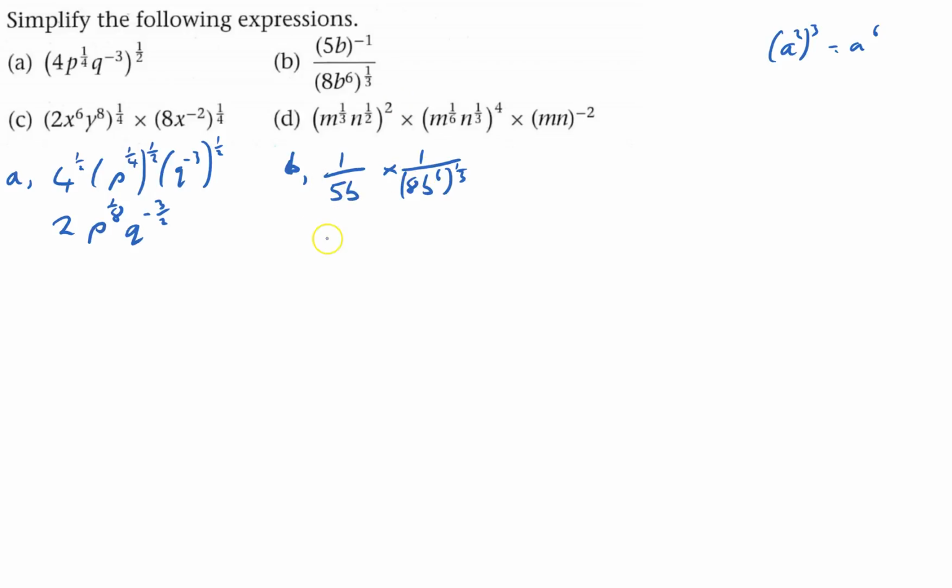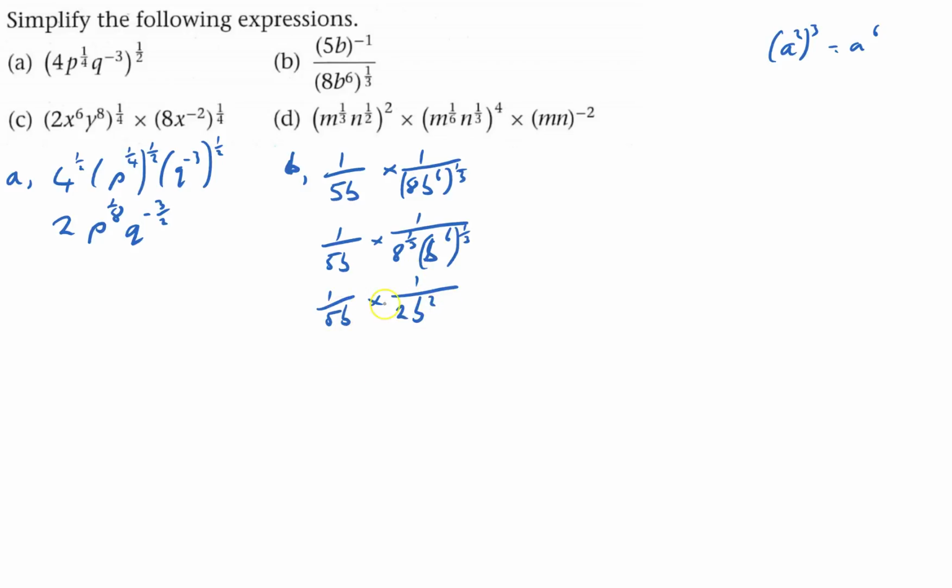Times the bottoms together, so that would be 1 over 5b times by 1 over, I'm going to do the same thing as I did on part A, that would be 8 to the power of a third, that's the cube root of 8, and b to the 6 to the power of 1/3, and that's 1 over 5b times by 1 over cube root of 8 is 2. And you've got power times a power, and the power of a power, so you times the indices, so 6 times a third is 2, so that'd be b squared.